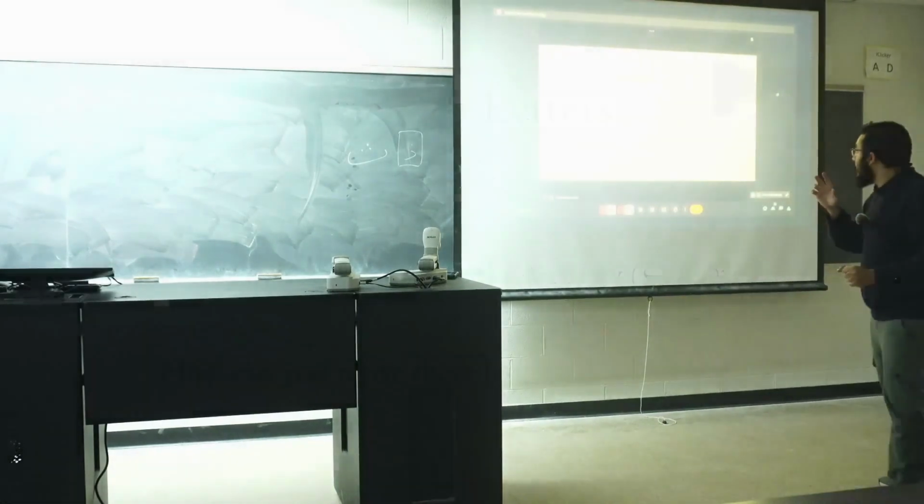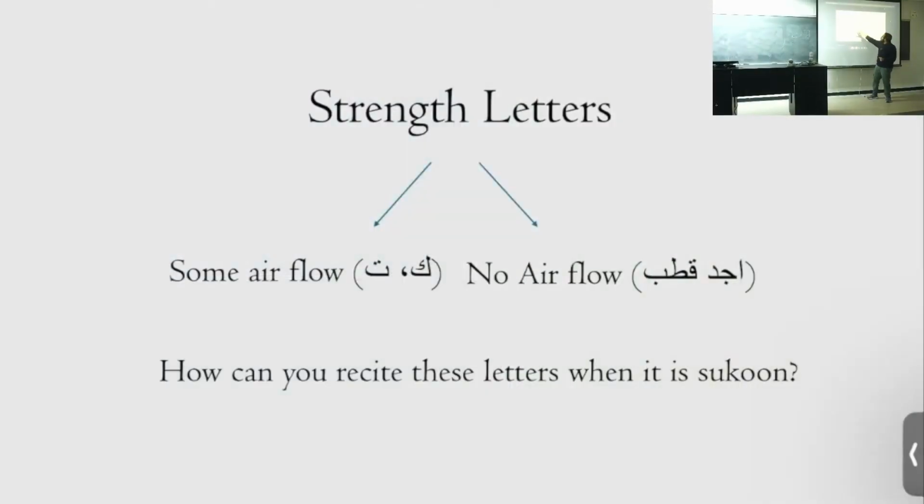So, we said last class, some letters are part of the whisper. Remember the whisper that has a lot of air? And some of them are not part of the whisper. The kaf is part of the whisper. Ak, ak, ak. So what do I do? The letters that are part of the whisper, I close the makhraj, then I emit the sound. I say ak.